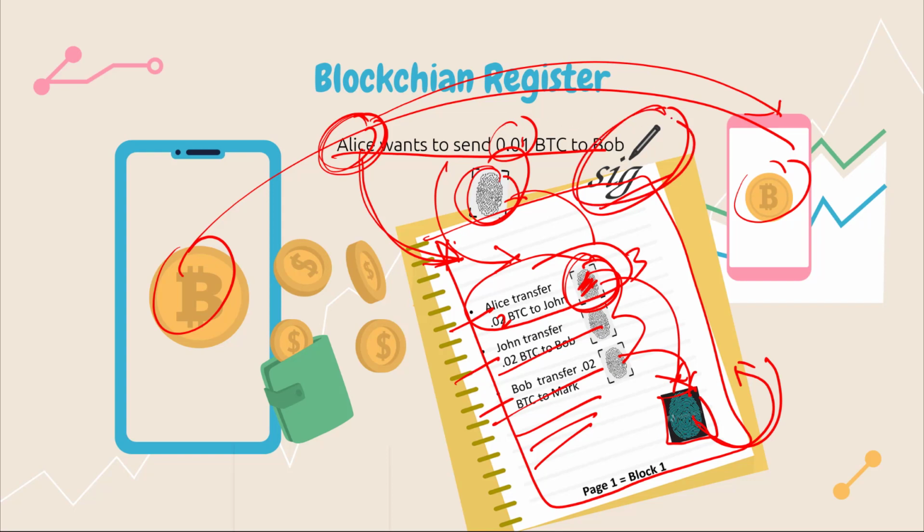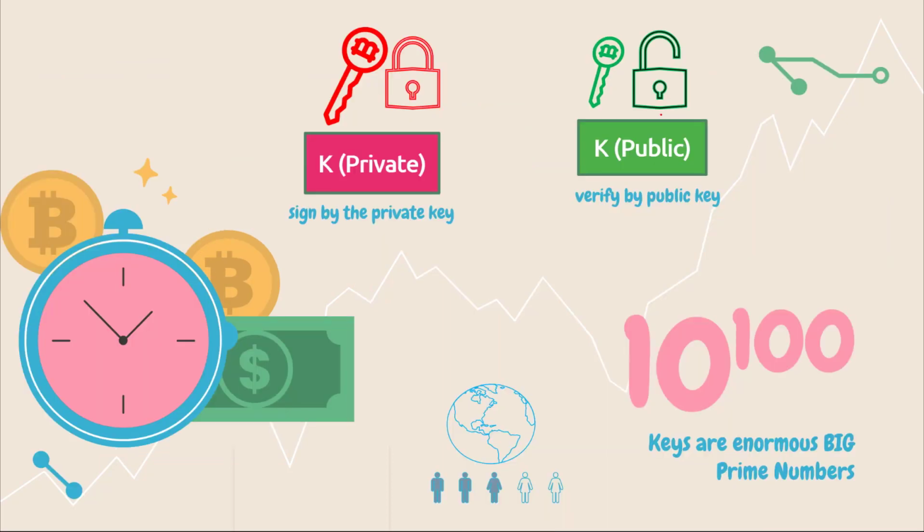So as you can see, in order for Alice to transfer the money to Bob, she needs to authorize, and this authorization is going to take place by digitally signing it. And this is where the public key and the private key come into play, and we'll see how that actually works.